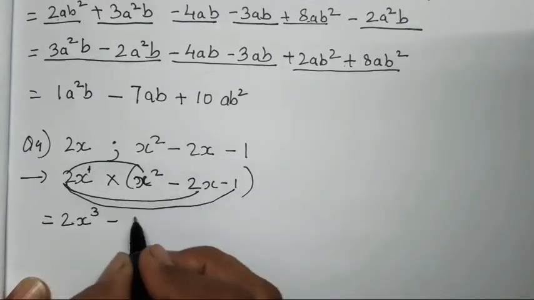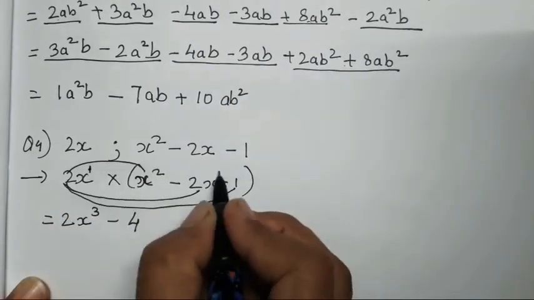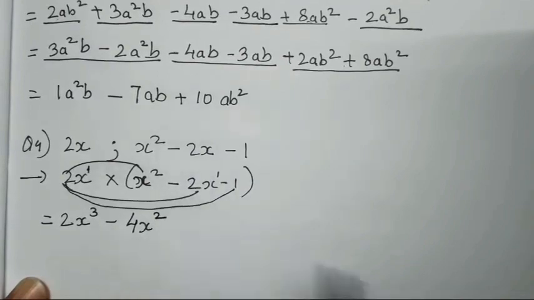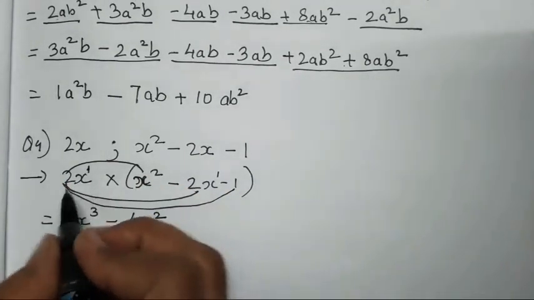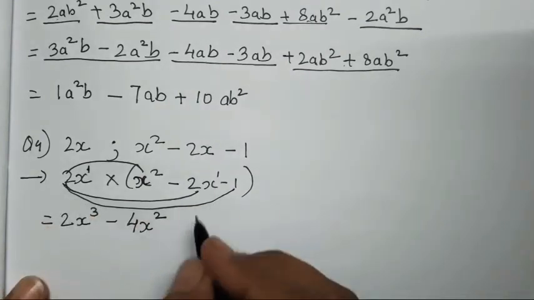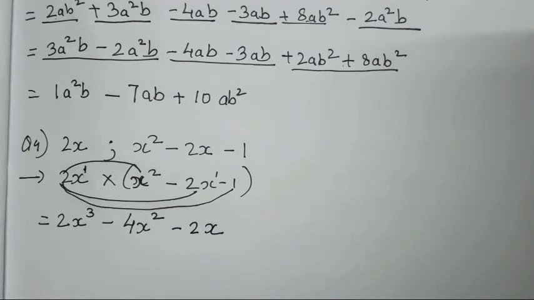2 into 2 is going to be 4, and x and the power over here is going to be x. So, 1 plus 1 is going to be 2. Remember, only the x power is going to change, not the sum. 2 into 1 is going to be minus 2x. Isn't it easy? In just 2 steps you all can solve the sum.